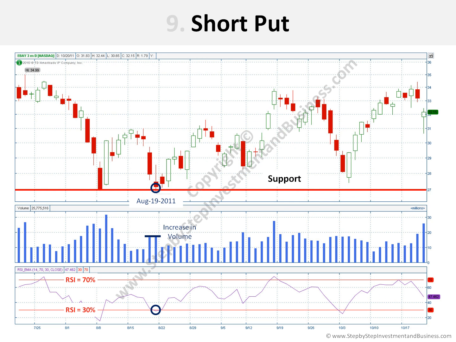Let's see an example of how this strategy works. Here we are seeing the stock chart of the eBay company. As we can see, on August 19, 2011, the company gave us a clear bullish signal because the stock touched support and was accompanied by an increase in volume and an RSI below 30%.